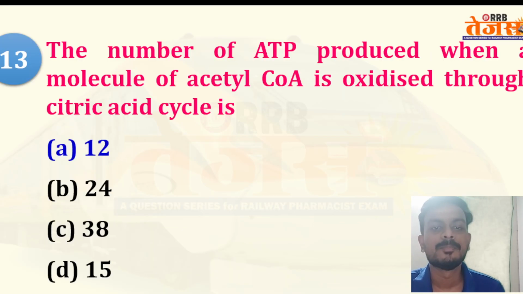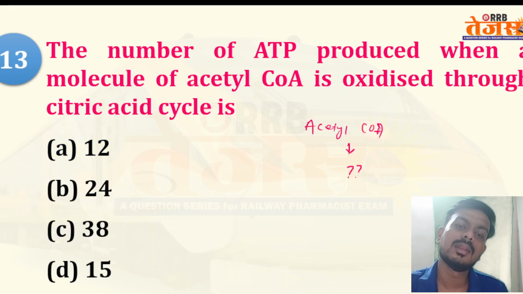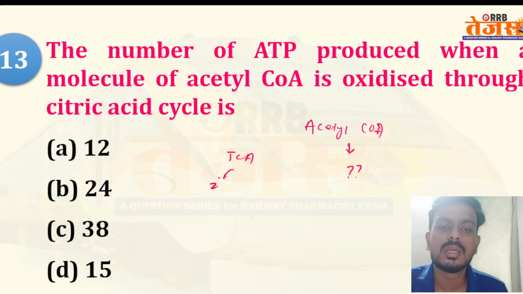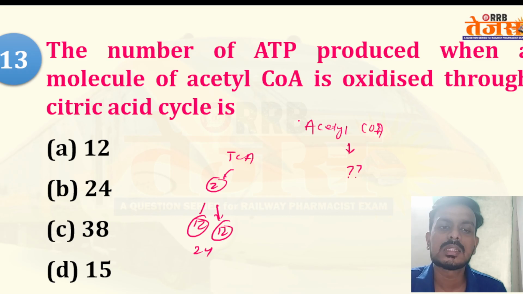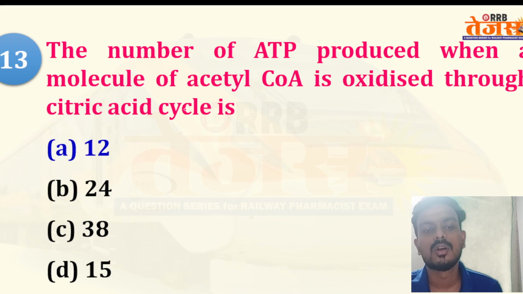Because when the TCA cycle occurs, remember, it occurs as a two-step process. In one step we get 12 ATP. So after completion of the two steps, the total ATP we got is 12 plus 12, which is 24. As it is asking about 1, your right option will be option A, 12.